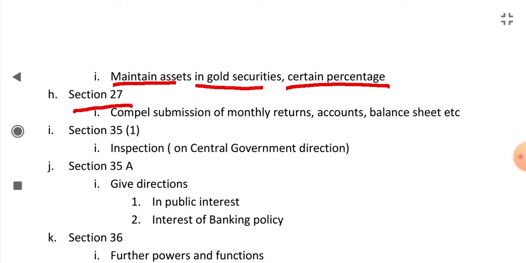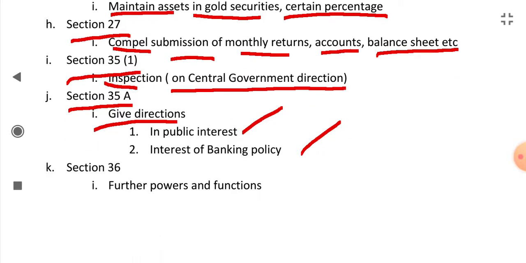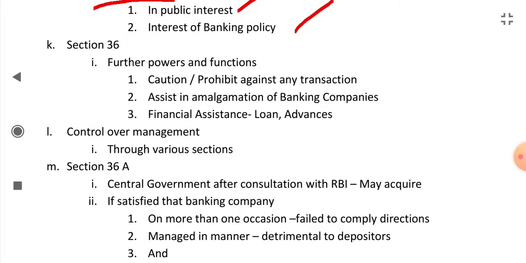Under section 27, it can compel the banks to submit their monthly returns, accounts and balance sheets. Under section 35(1), it has the power to inspect banks on the direction of the central government. Under section 35A, it can give directions to the banks in the public interest or in the interest of banking policy. Under section 36 of BRA, it has further powers and functions, like it can caution or prohibit the banks against any transaction. If there is any risky or fraudulent transaction, it can caution the banks against the transaction, or it can prohibit them from doing it.